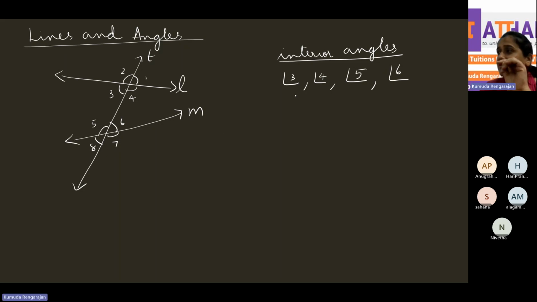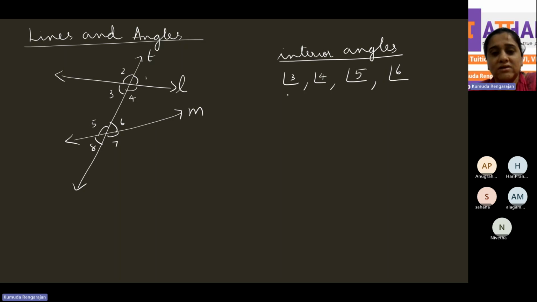Interior angles are not pairs of angles. One angle, angle 3, is an interior angle. It's not like supplementary and complementary angles. It's not about two angles. It's about one angle. Angle 3 is an interior angle. Angle 4 is an interior angle. By the position, you can understand that. By the position, angles 3, 4, 5, and 6 are interior angles.